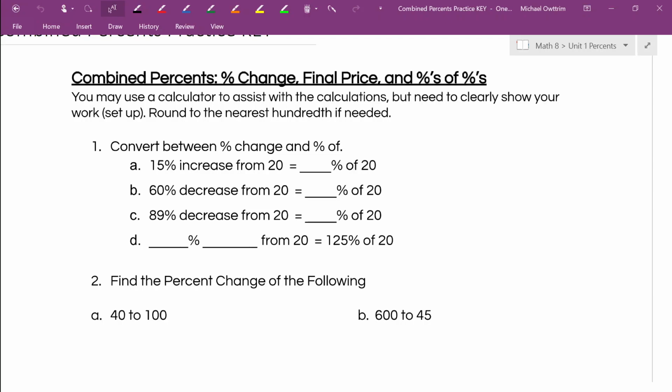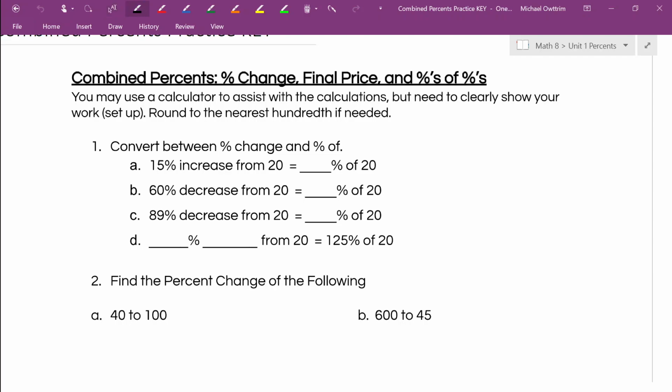Hello class, today we are taking a look at some practice with combined percents. The main topics in this section are percent change, final price, and percents of percents. First thing we need to be able to do is convert between a percent change and a percent of.